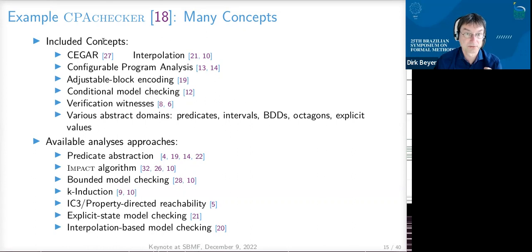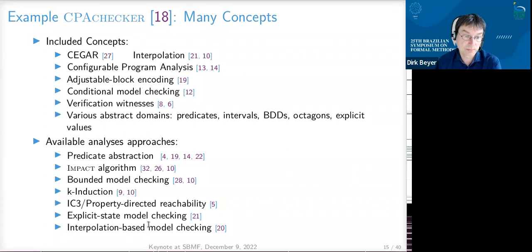So, for example, it includes as concepts CEGAR, interpolation, configurable program analysis, adjustable block encoding, conditional model checking, verification witnesses, and lots of abstract domains, for example, predicates, intervals, BDDs, octagons, explicit values, and several others. And among the approaches, you see the keywords here from most of the very important verification approaches for software: predicate abstraction, impact, bounded model checking, K-induction, IC3, explicit state model checking, interpolation-based model checking. Right, so much of this is implemented, but yet this is not sufficient.